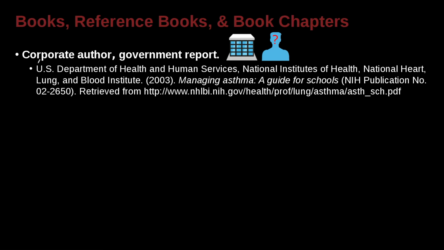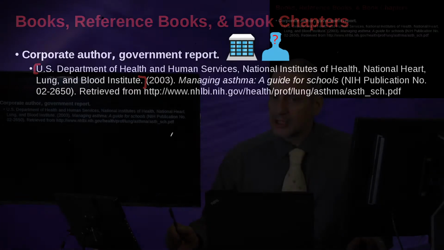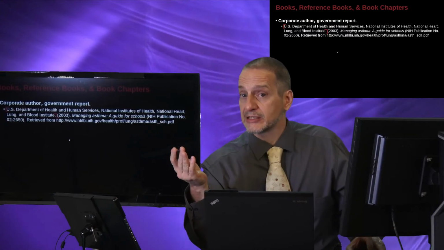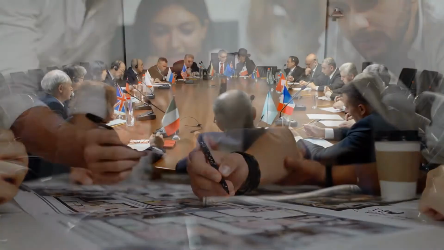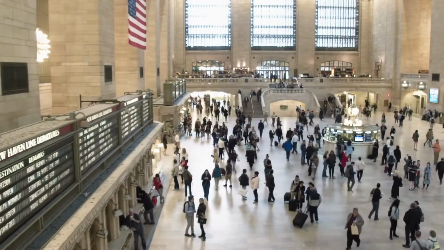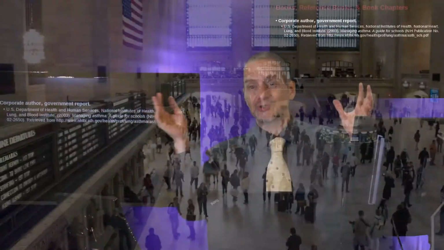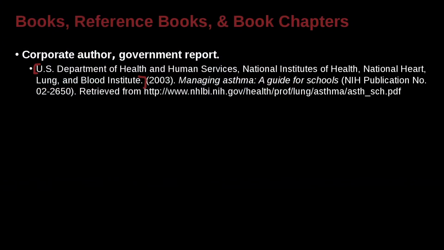So what is this here? This whole thing all the way to the end where the period is, that's the author of this. That's the person who wrote this. But in this case, that's not a person, is it? It's an organization. It's part of the U.S. government. But we don't just write U.S. government because that's so huge. We write the specific department that wrote this report. And that department's name is this name here. U.S. Department of Health and Human Services, National Institute of Health, National Heart, Lung, and Blood Institute.